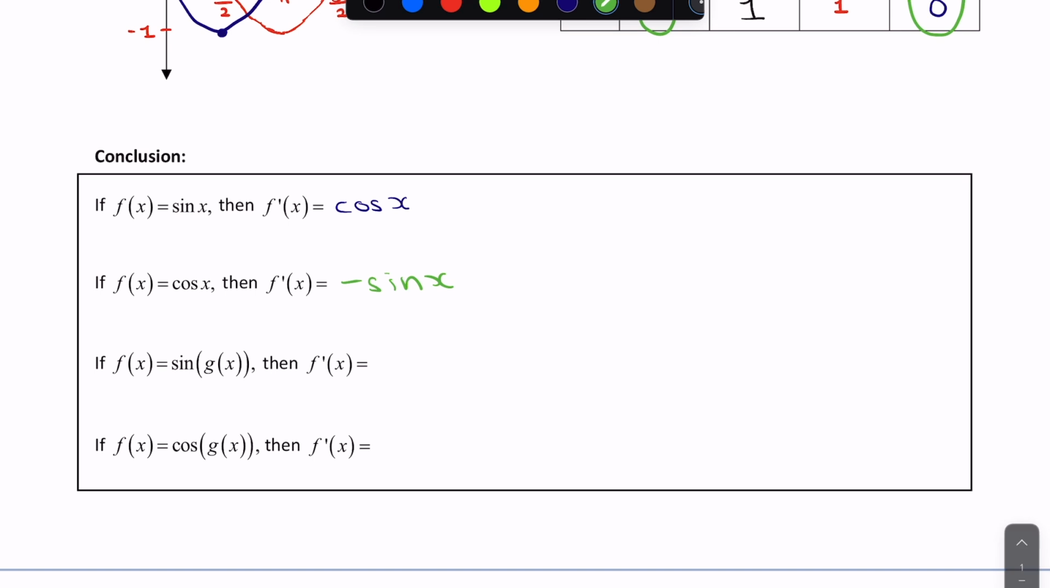So now, if f of x is equal to sine of g of x, then f prime of x is equal to cos g of x, and then the derivative of the inside, so multiplied by g prime of x. And if f of x is cos g of x, then f prime of x is equal to negative sine g of x times g prime of x.